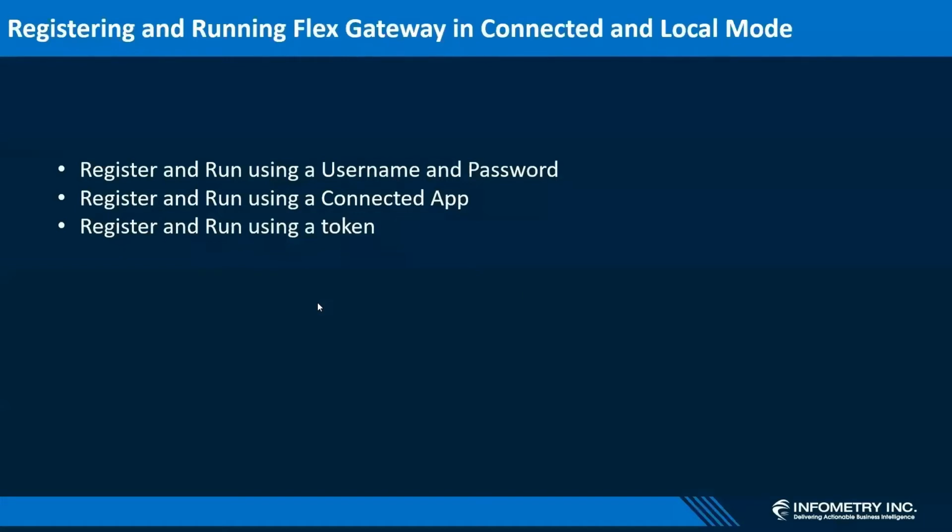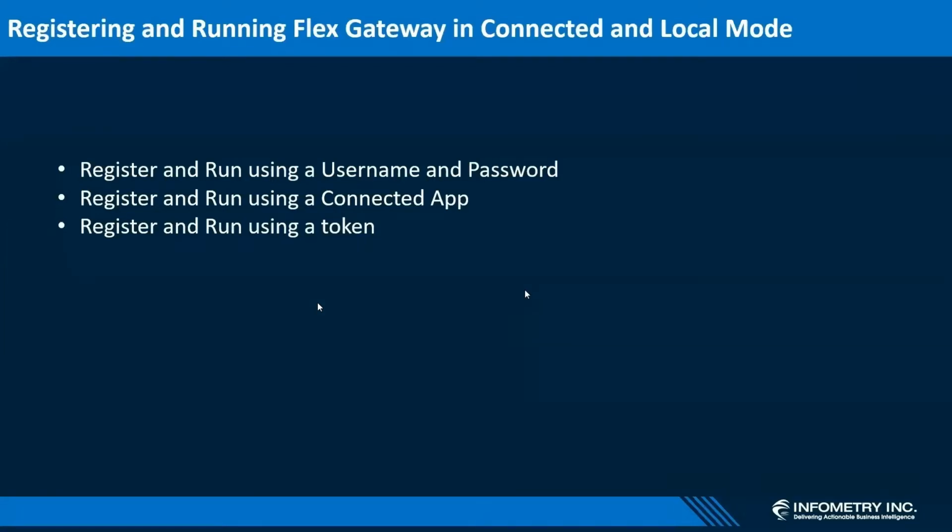Now, registering and running MuleSoft Flex Gateway in both local and connected mode. If we have a username and password for Anypoint platform, we can use these credentials to register Flex Gateway, and we can register and run using a connected app. If we do not have a username and password for Anypoint platform, we can use connected app credentials, that is client ID and client secret, to register Flex Gateway. We can create connected apps in access management.